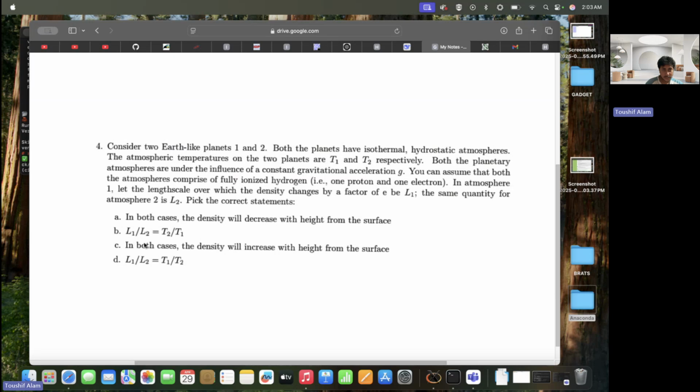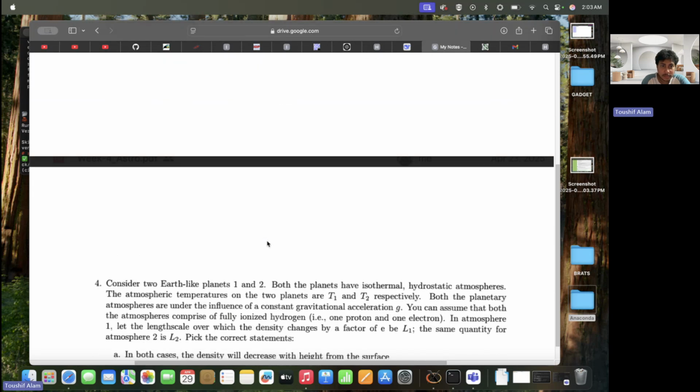Options B and D: you can think of L1 by L2. Simply, L1 T1 is equal to L2 T2. So LT is constant, so L is proportional to 1 by T. That means option B says length is inversely proportional to the temperature, and option D says length is directly proportional to the temperature. So which one should it be? The more the temperature, the more the temperature gradient, right? So let's get to the answer.